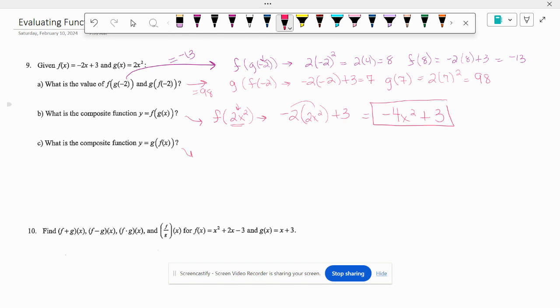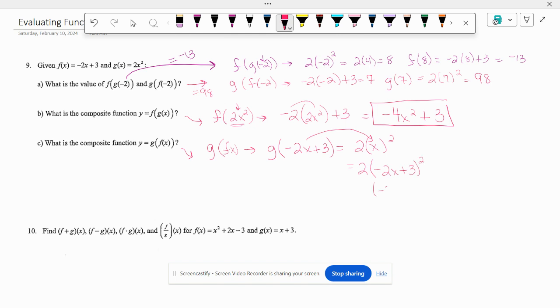And the second one, what's the composition of g of f of x? Well, f of x is -2x plus 3. So I'm plugging that into 2 times the quantity x squared. So this is getting plopped in here. So 2 times -2x plus 3, the quantity squared.